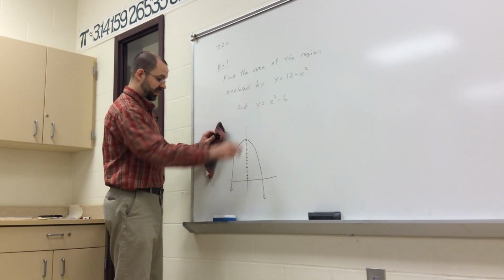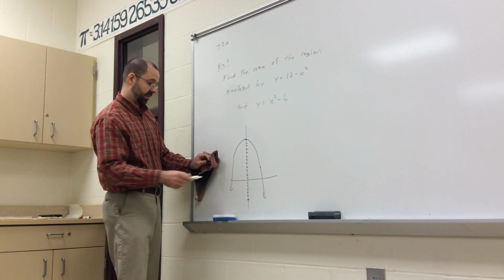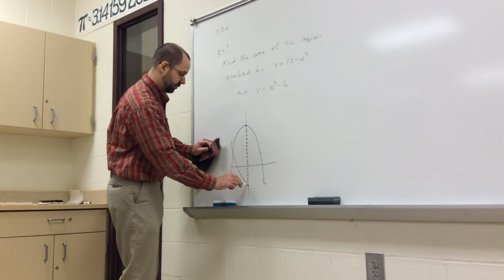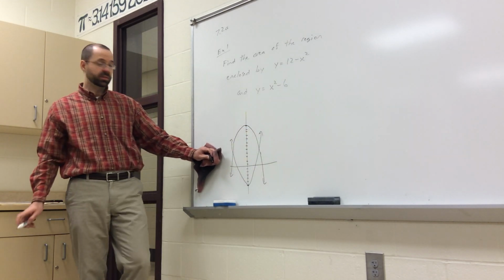Okay, then x squared minus 6 starts down there at negative 6. But it's a right side up parabola. So there's our picture.